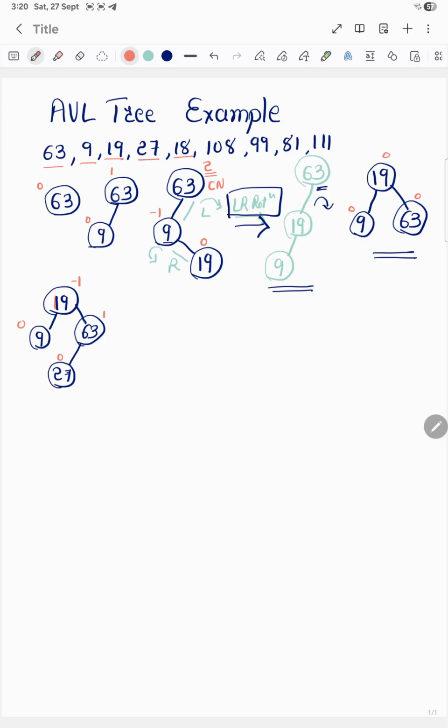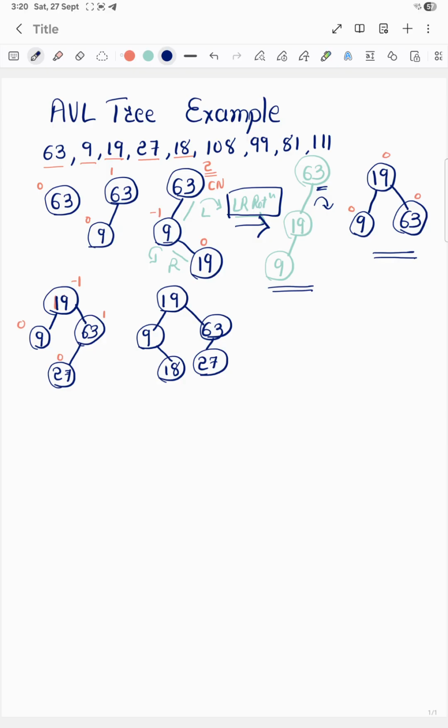So the next element is 18. I need to check again where I can add this 18, right? So I'll compare with 19. 18 is lesser than 19, right? So the right part will remain as it is, and on the left part we have 9. Now I need to compare 18 with 9, and 18 is greater than 9, right? So it will become the right child of 9.